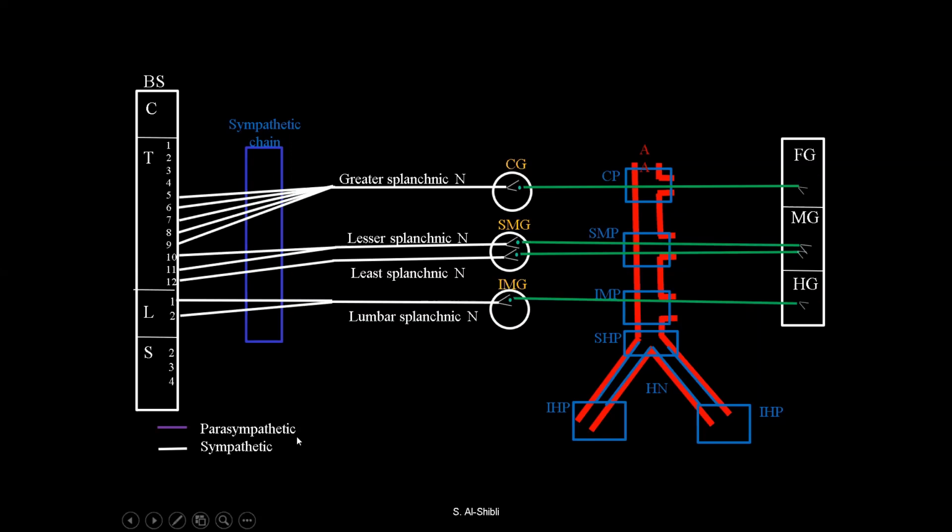This is for the sympathetic. What about the parasympathetic? As you mentioned, it comes from two components, the cranial nerves and the sacral component. The first mainly comes from the vagus nerve. As you see here, the vagus comes from the brainstem.